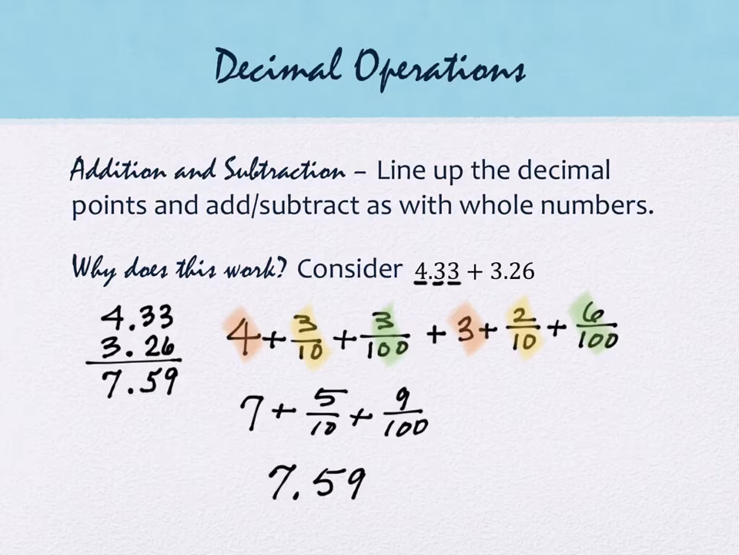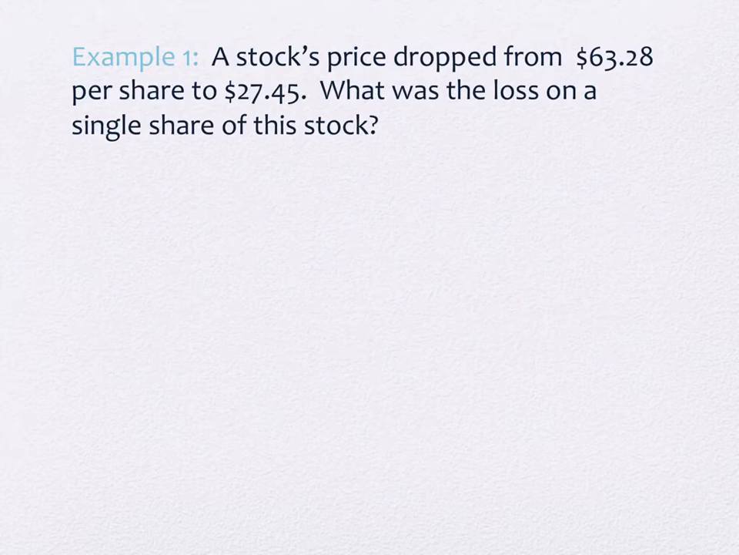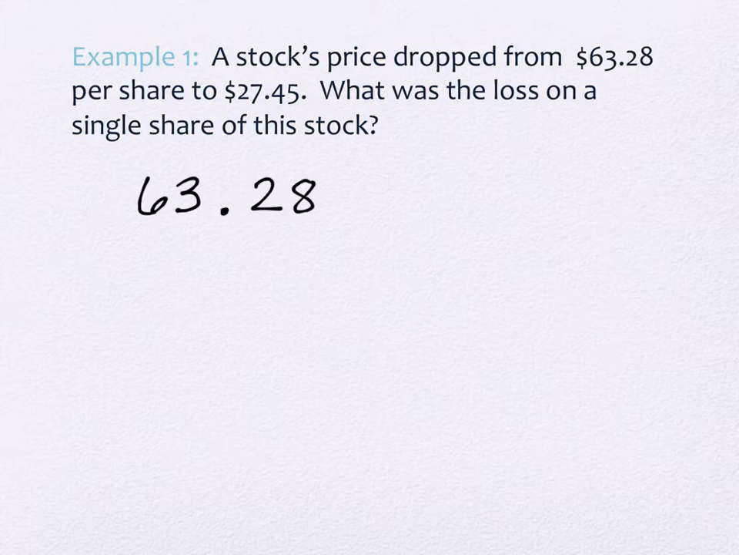So we're going to do an example with subtraction that has a little bit of context. A stock price dropped from $63.28 per share to $27.45 per share. What was the loss on a single share of this stock? So it is a subtraction problem. We're trying to figure out how much money we lost per share of stock. So I have 63, I have my decimal point, 28. And then I'm subtracting 27 and 45 hundredths.